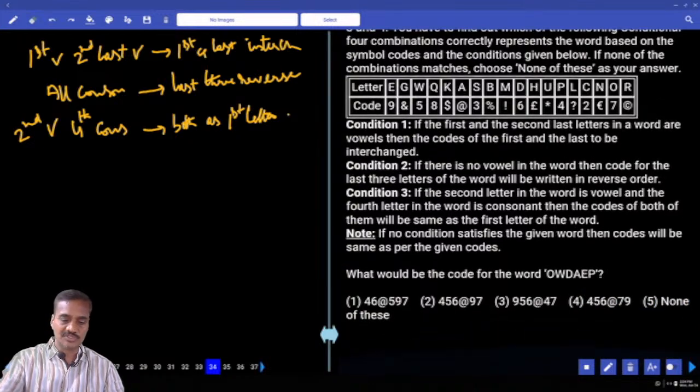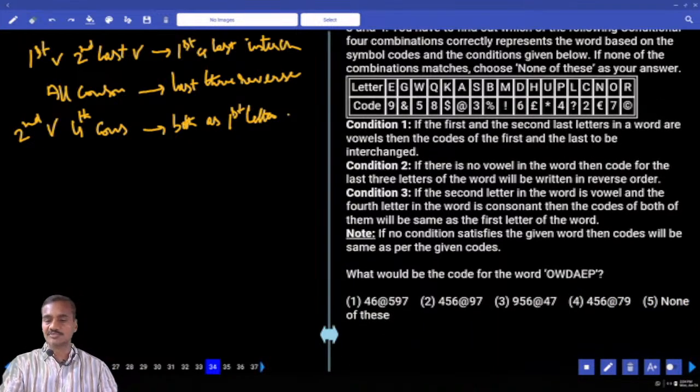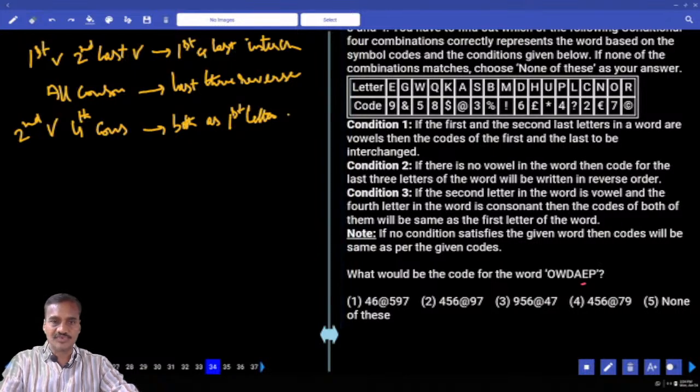Shall we start with this one? Question 34, Japan, OWDAEP. Which category does it come under? The first is a vowel and the last is again a vowel. Then the codes of the first and the last must be interchanged. The code for O is 7, which must be written at the last place, and the code for P is 4, which must be written at the first place. So 4 and 7 are ruled out.